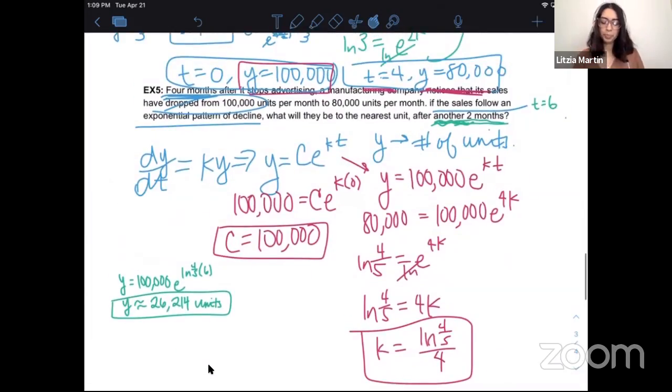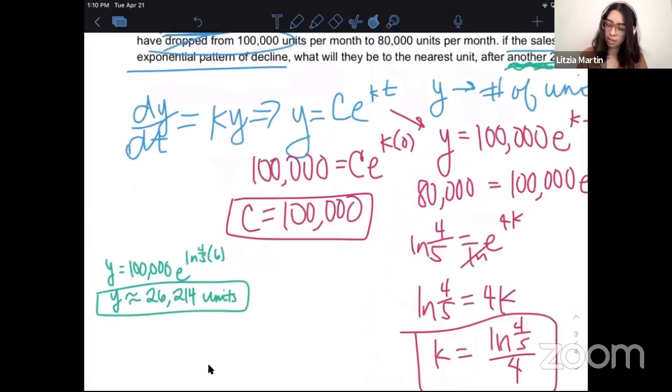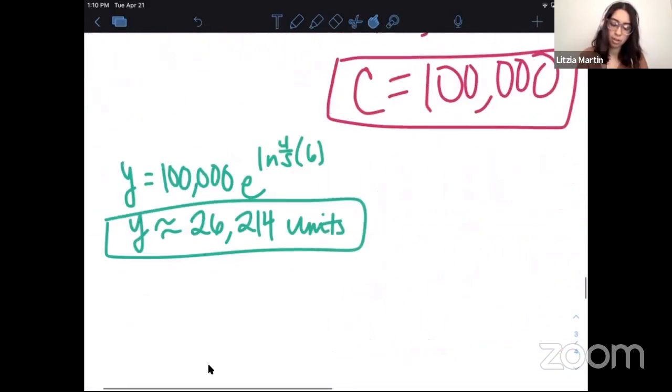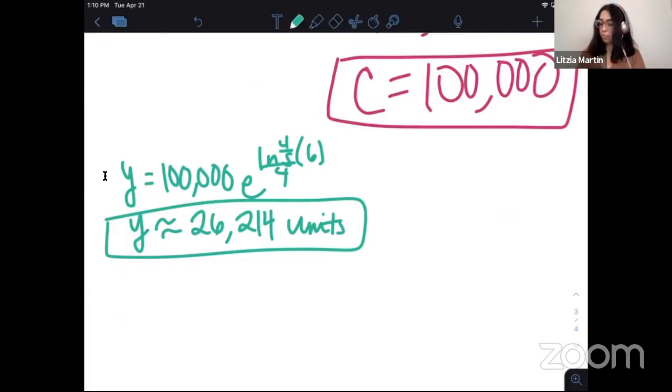Here we go. Is k 1/4 times ln? Oh, did I type that? Oh, you're right. Thank you. Good catch. I forgot k has to be divided by 4, so I need to have this 4 here. Let me recalculate this.